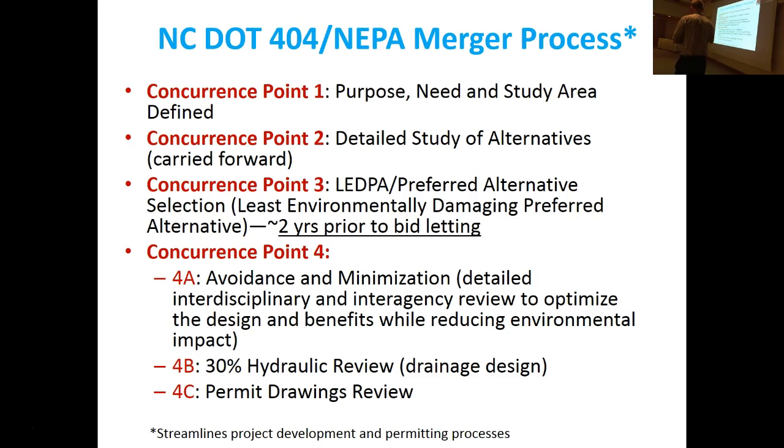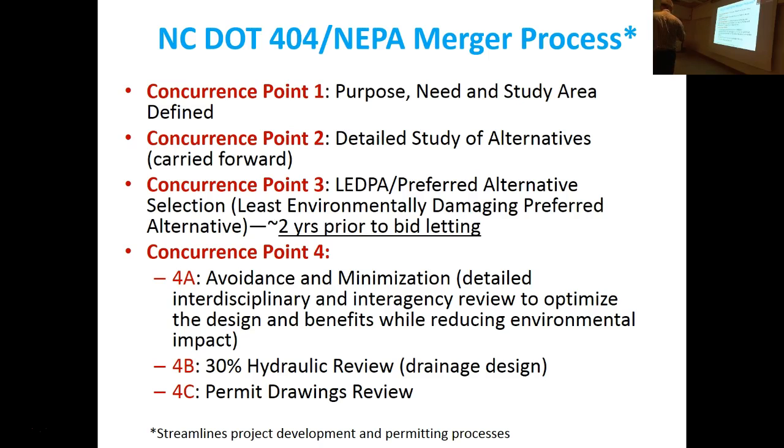So you pass concurrence point 1, and you go to concurrence point 2, which is essentially establishing all the alternatives that would accomplish the goal. So we've got to somehow get from maybe the main island to another island. How do we do it? We can build a bridge, we can build a tunnel, we can put a ferry system in. There are lots of alternatives. So concurrence point 2 for the NCDOT is establishing the alternatives.